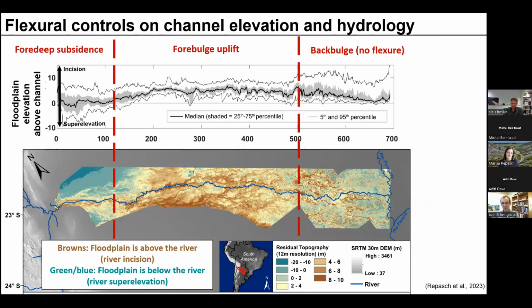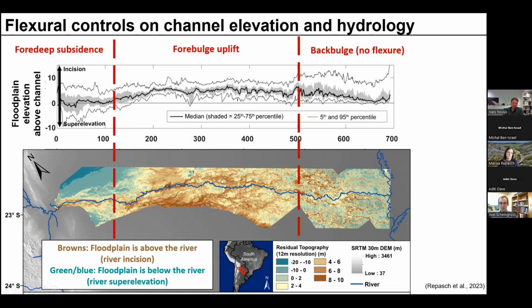And again, I'll point out that we've quantified this with this relative elevation map that Marisa was just showing. So on the top, anytime you're plotting above this line of 0, it means the channel is incised. Below 0, the channel is super elevated. And we see in this zone of foredeep subsidence, we have a lot of super elevation of the channel. This really only happens in the foredeep. And in the forebulge, we get a channel that is almost always incised into the floodplain. And in the back bowl, this amount of incision decreases till we reach the Rio Paraguay.